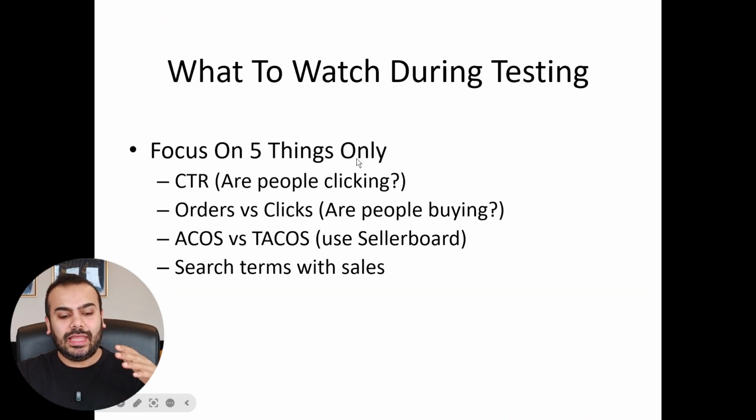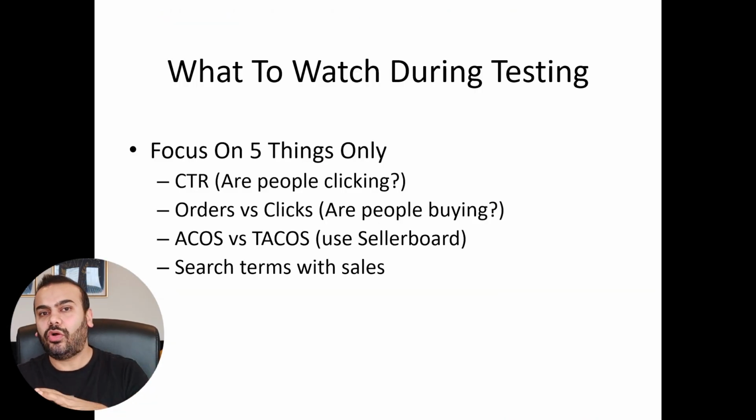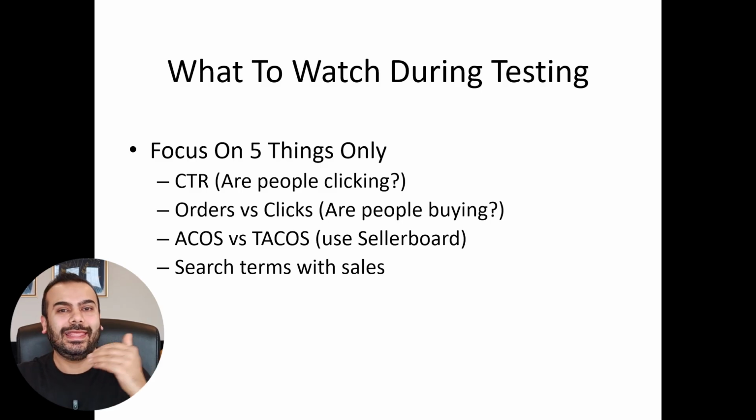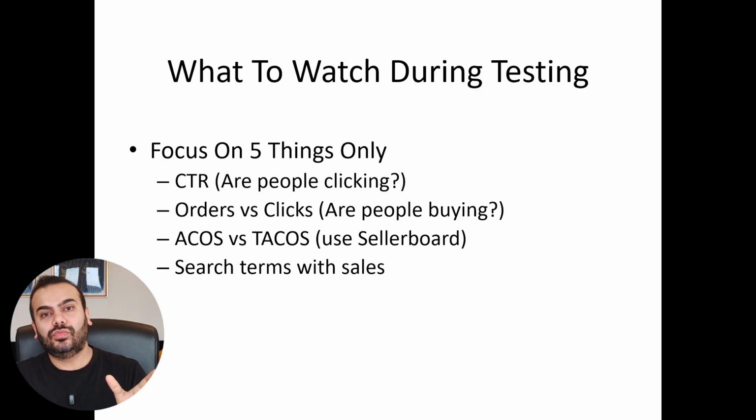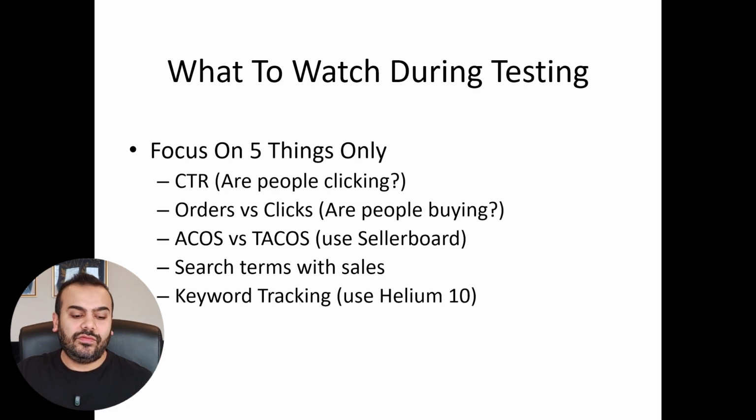The next thing you want to look at is the search terms when you get sales. When you run auto campaigns, look out for the search terms that you're getting sales from. If you're getting a lot of clicks on keywords but you're not getting sales on those keywords or search terms, you want to negate those search terms. And if you are consistently getting sales from a keyword, then you might want to move that keyword to its own exact campaign.